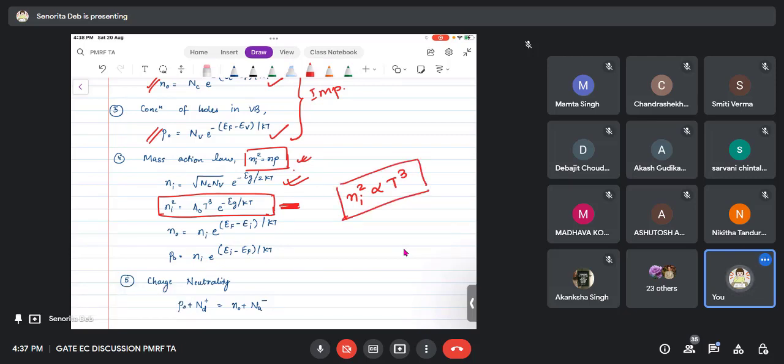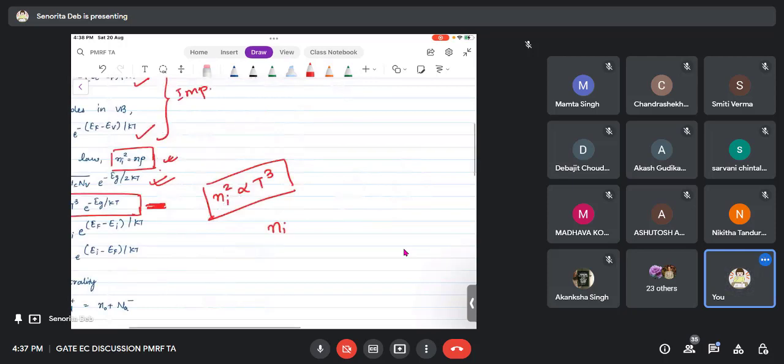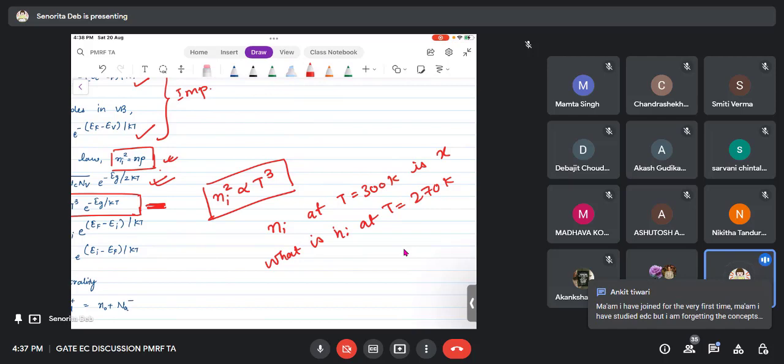What they will do? They will say Ni at T equals 300 Kelvin is something, suppose X. What is Ni at, say, 270 Kelvin? This is the kind of question they frame. So what you have to do is just take the ratio and get the answer, right? These kinds of questions are framed.